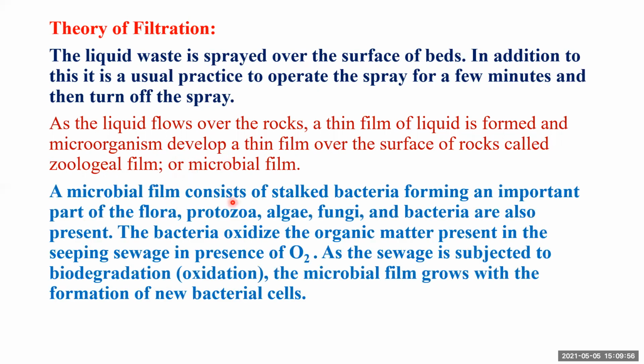The microbial film consists of stalked bacteria, which form an important part of microbial flora in a trickling filter. Okay, so first there is a layer of liquid on the rock, and then the layer of microorganisms. The microbial layer is called microbial film or zooglobal film. What are the most important microbes present in the zooglobal film? Stalked bacteria. They form an important part. Apart from them, protozoa, algae, fungi, and other bacteria are also present.